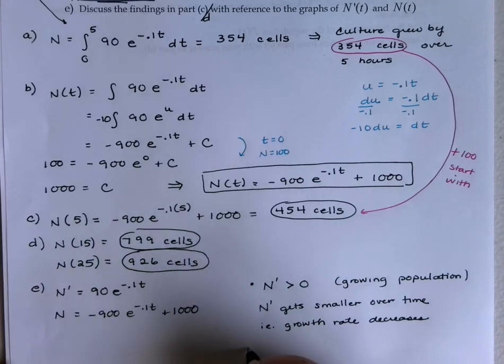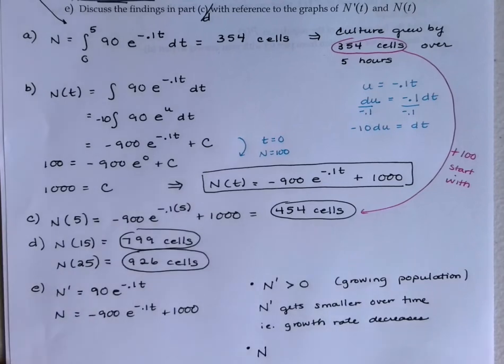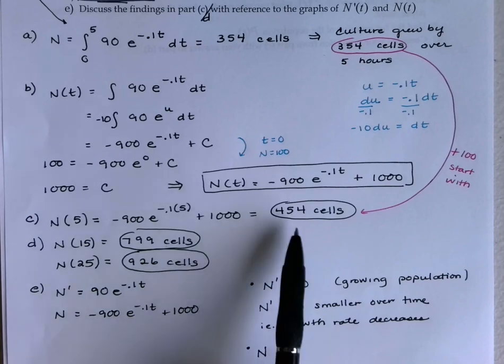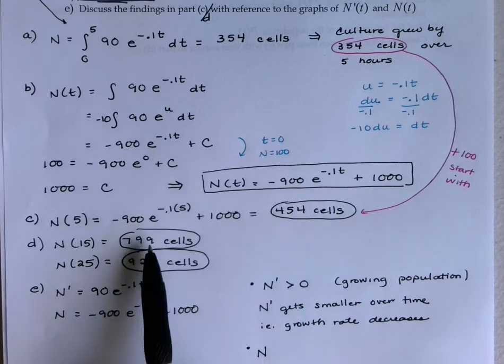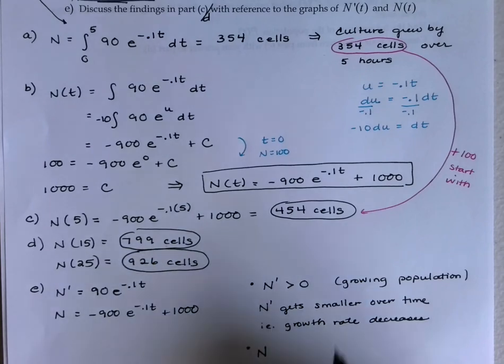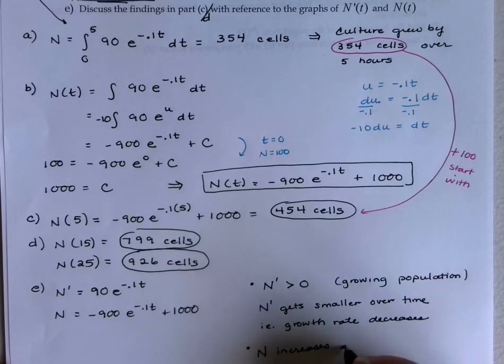All right, what about n? Well, n itself starts out at 100, and then it gets bigger. First, it gets bigger quite quickly. It continues to get bigger, but the rate at which it gets bigger slows. So n increases at all times, but the rate of increase slows.